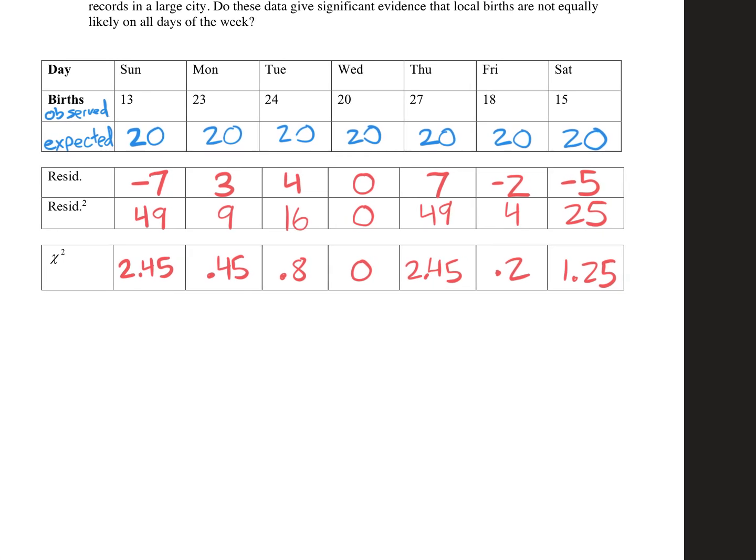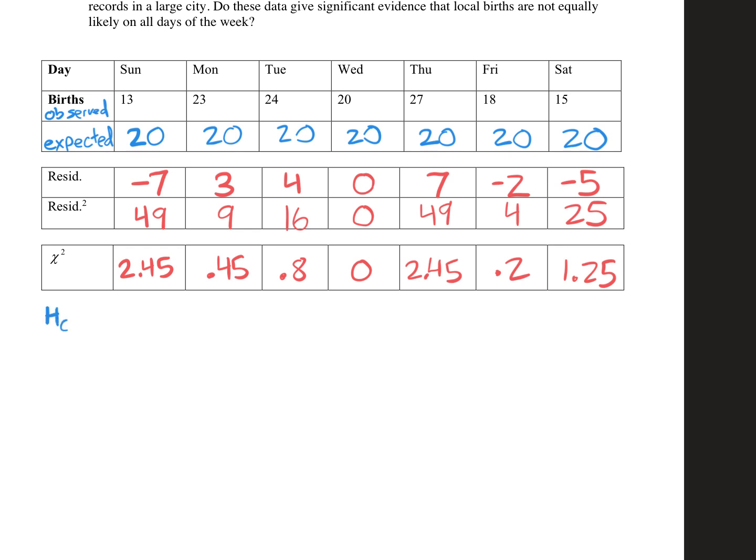And so those bigger values that you see for chi-square, that's caused when observed and expected are far apart. And when observed and expected are equal, like on Wednesday, then you have no value for chi-square. So what causes chi-square to be large is when observed and expected are kind of far apart. All right, so let's go ahead and start the process.